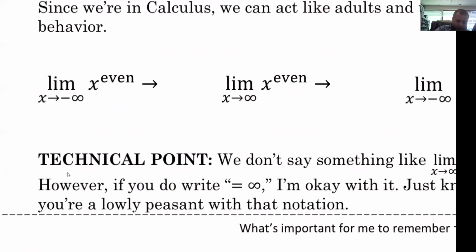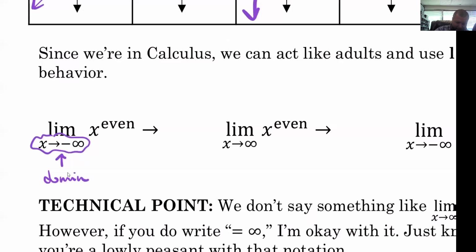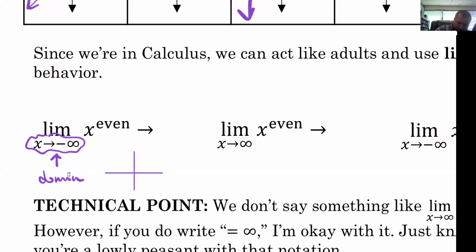Just in case it's been a while, or you've never seen it before: this down here gives us information about the domain of the function, right? This is saying as x approaches negative infinity. If I look at just my graph for a second, I'm thinking about what happens as I go off this way from my function, and go off that way a lot. We're going off towards negative infinity.